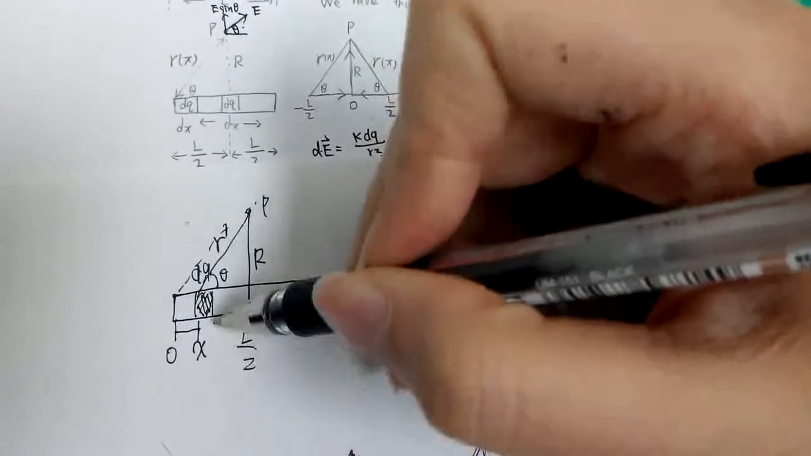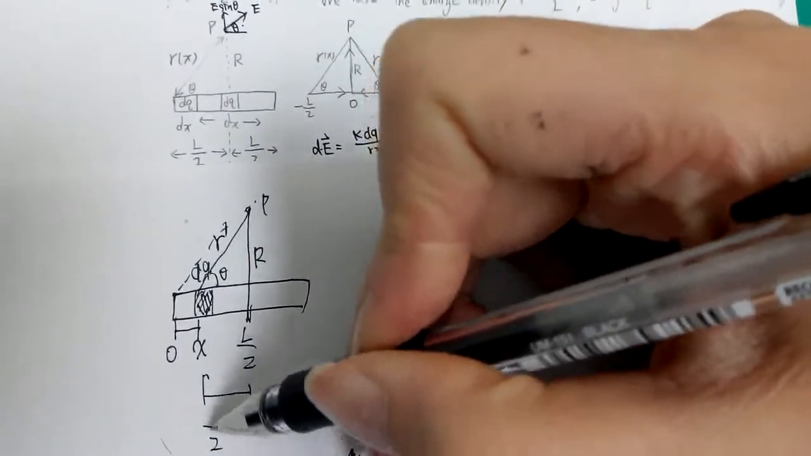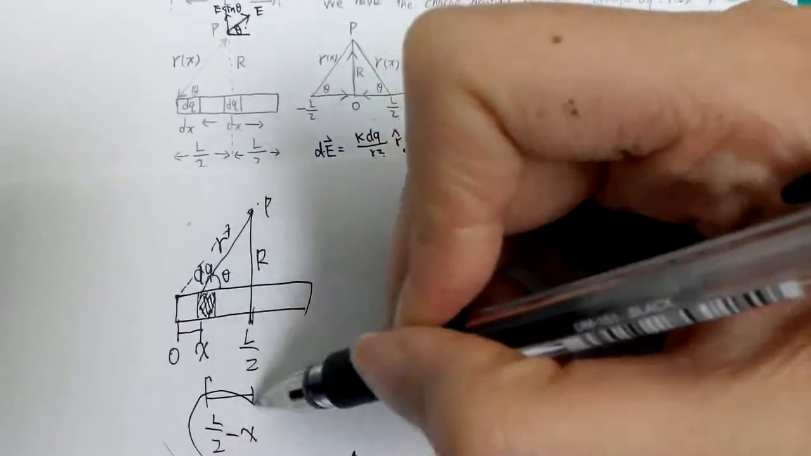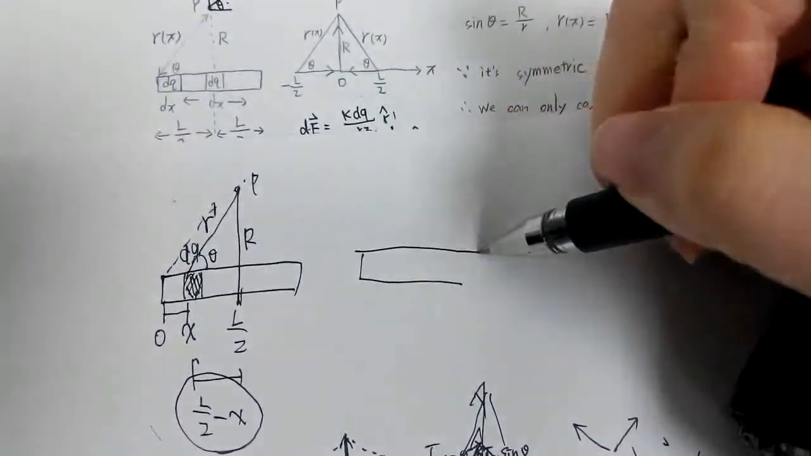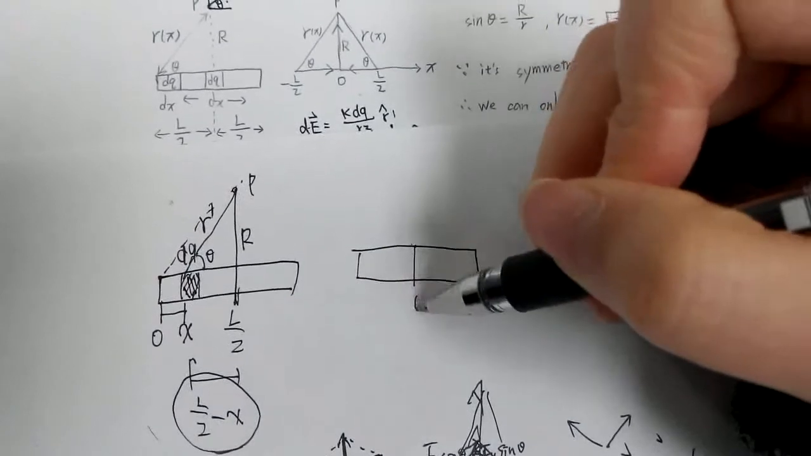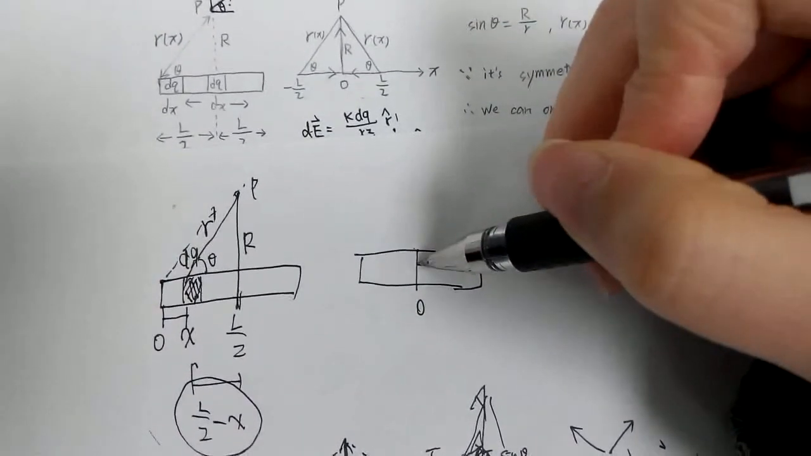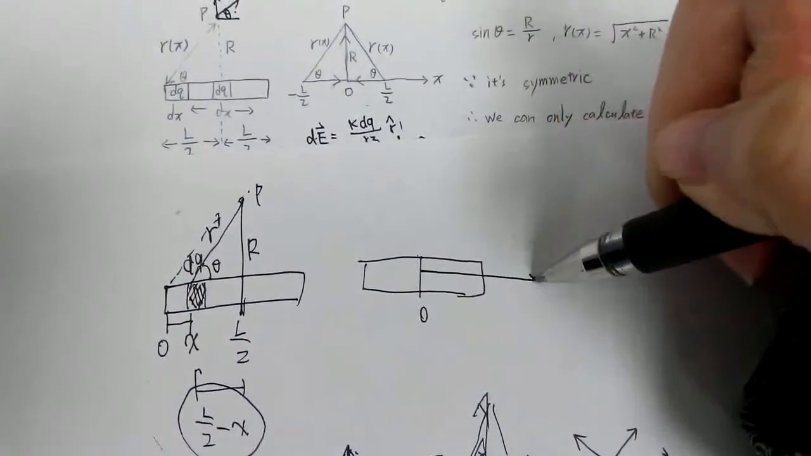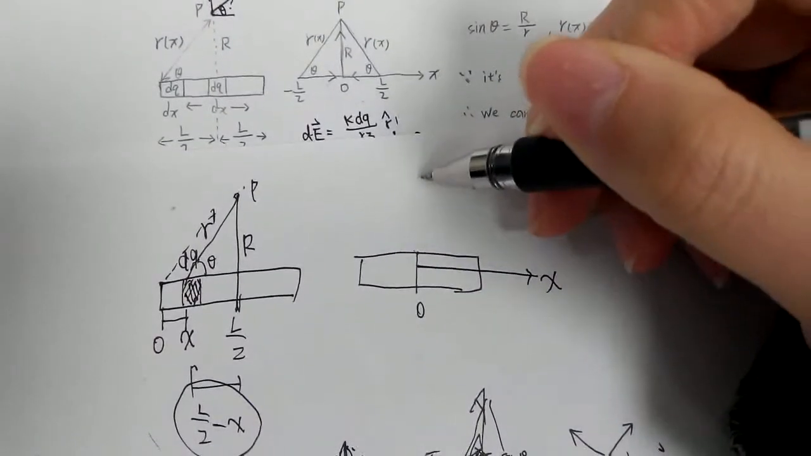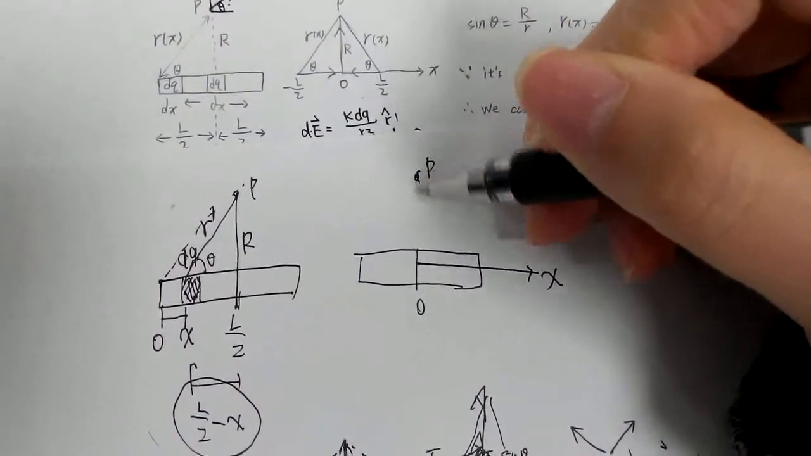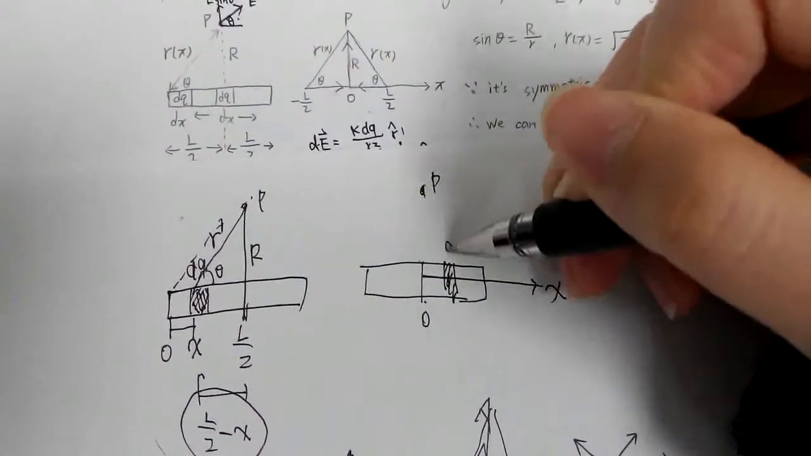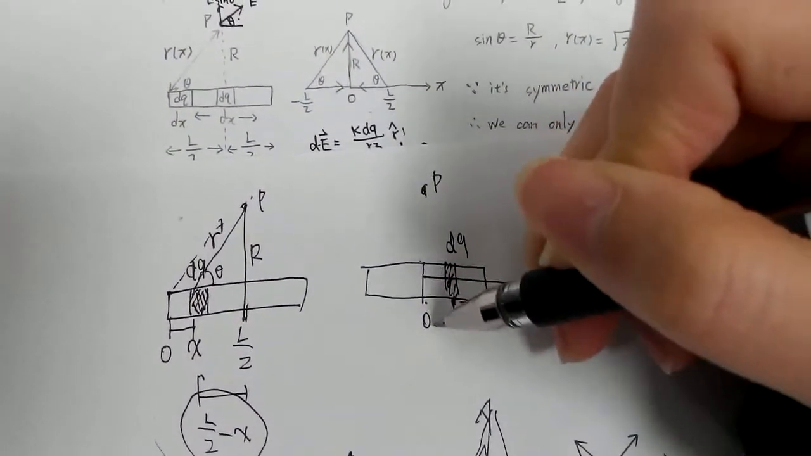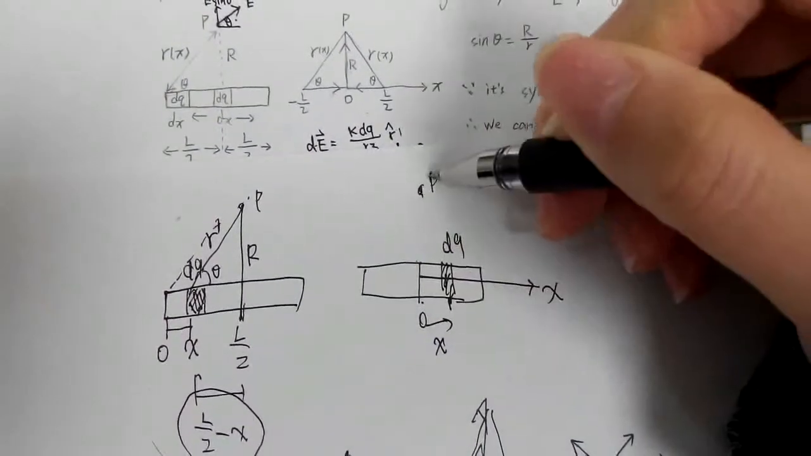What's this? If this is 0, and this will be x. So here will be 2L minus x, and that will be too difficult. So now we use a trick. We treat this as 0. We integrate from here to here. This is x, and at this point we think about the dq, and this position will be x.